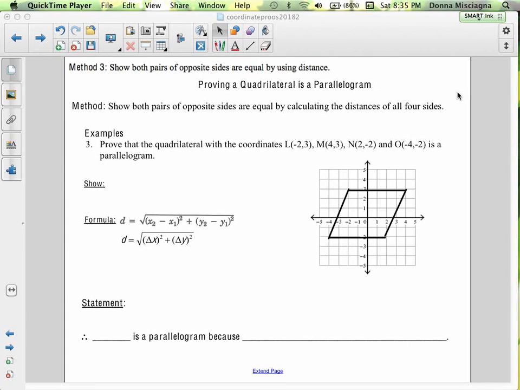Right, so now we're going to use method 3 to prove a figure is a parallelogram. Method 3 was showing both pairs of opposite sides are equal by calculating the distance of all four sides. All right, so step number 1 is the graph.